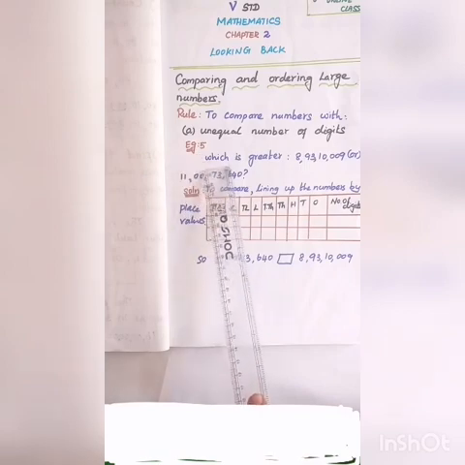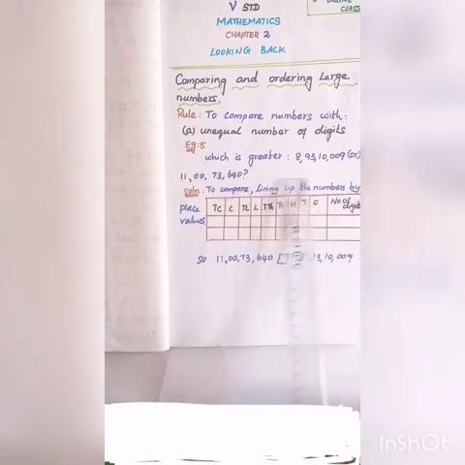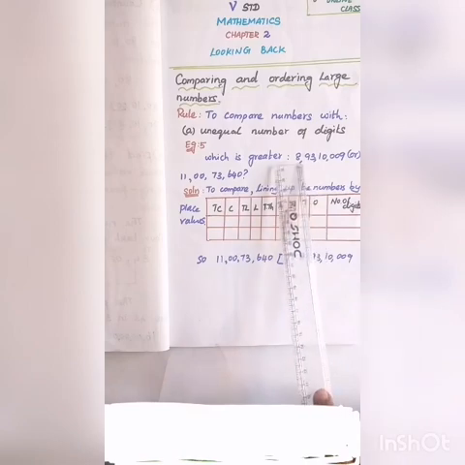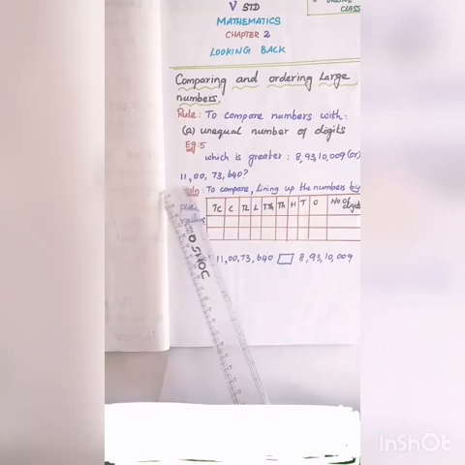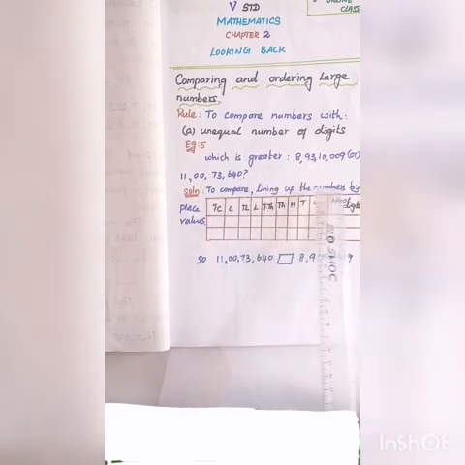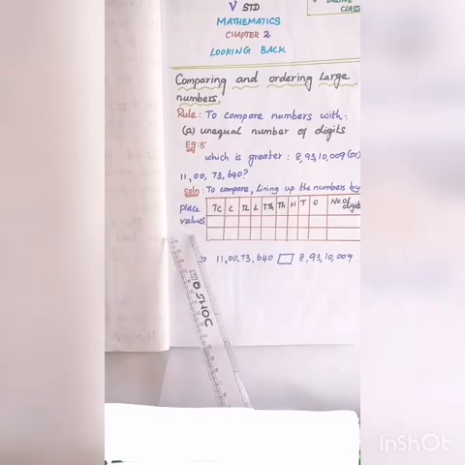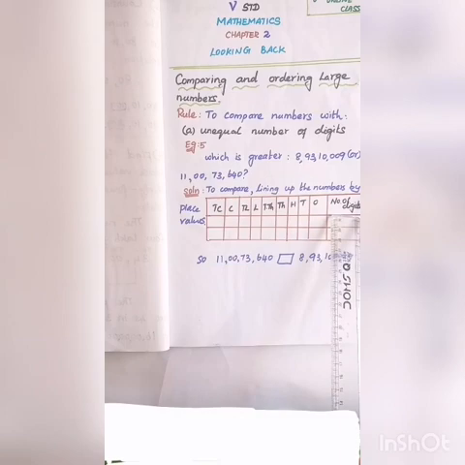Example 5. You have to find which is greater in the given numbers. What are the numbers they gave? 8 crore 93 lakh 10,009, or 11 crore 73,640. To find which is greater, first of all, you have to line up the numbers by their place values, according to the place values.